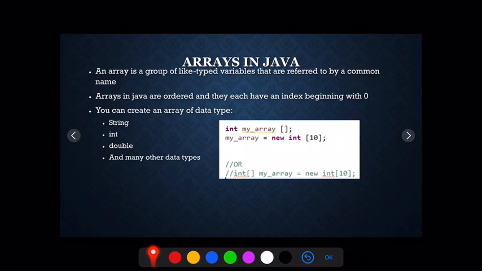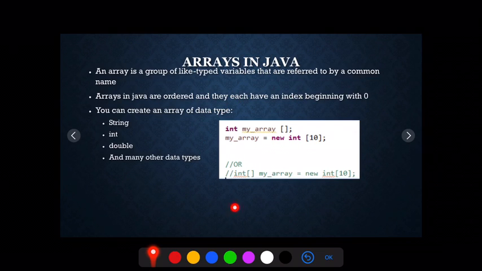Arrays in Java. And I will just go over the basics. Basically, an array is a group of like type variables that are referred to by a common name. Like type means that it has the same data type. So you can have an array of strings, an array of integers, an array of doubles, and they will be ordered, and they will have an index beginning from 0. So the first index will be 0, the next value will be 1, and so on.